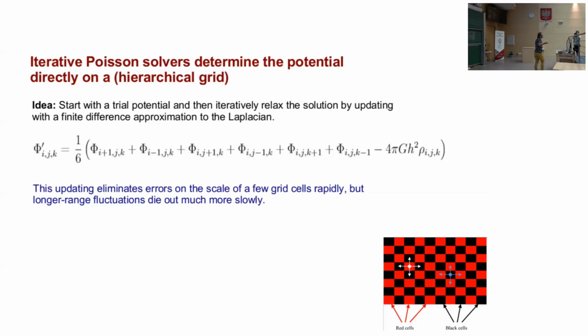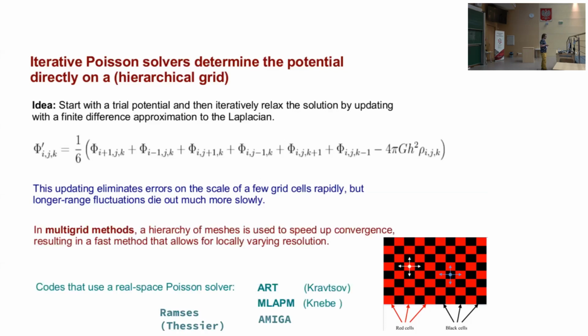The problem is that as soon as you resign from the fast Fourier transform, you can do other things, but you lose the simplicity and the fast algorithmic boost. But there are some codes that use this: ART, MAUP, Amiga, and also Ramses, which is from Romain Teyssier, and I think some other codes as well. I didn't mention all of them here. It's perfectly okay to use this method in cosmology, and as I said, it's very good if you want to combine this with hydrodynamics on an Eulerian solver.